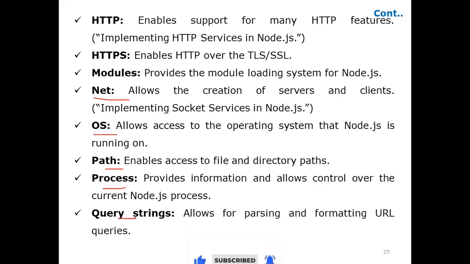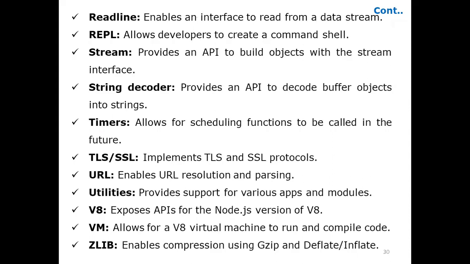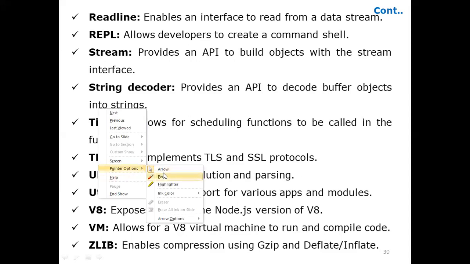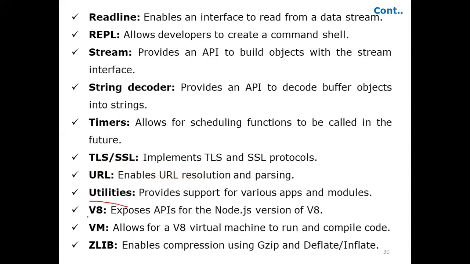Query strings are also available in Node.js. Not only this, many other things are also available, like readline, REPL, stream, string decoder, timers, and as I said, TLS and SSL, URL utilities, like we have text utilities and process utilities in Linux commands. We can support that utility, and it also supports V8 and virtual machines, like VirtualBox or VMware.